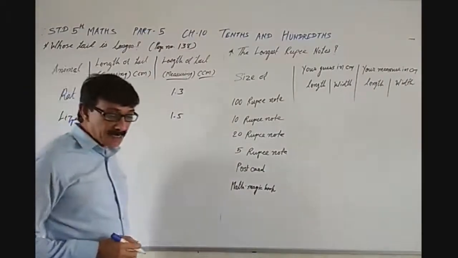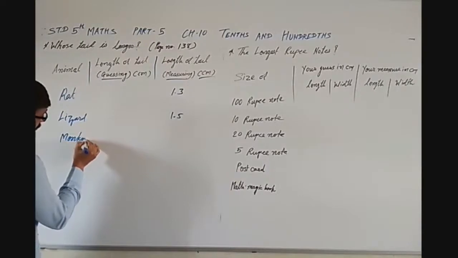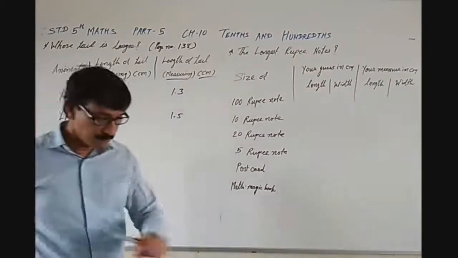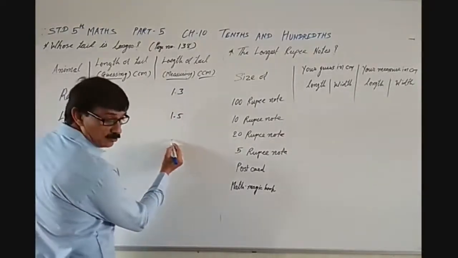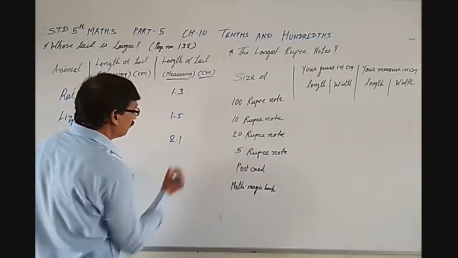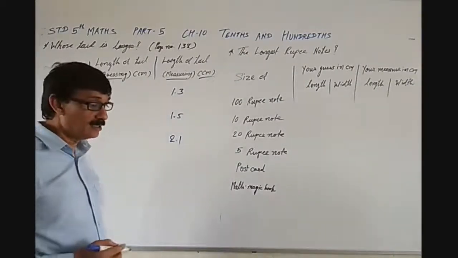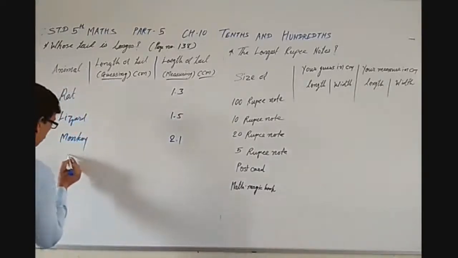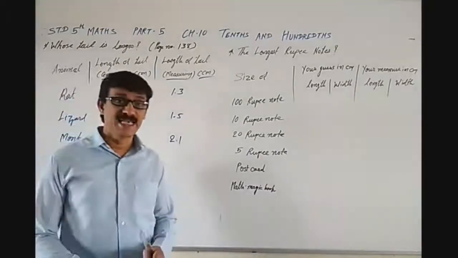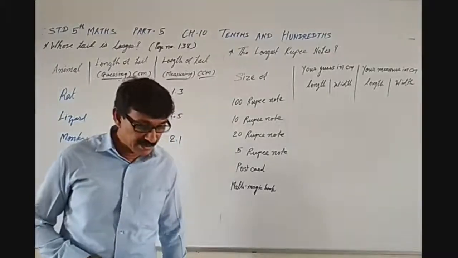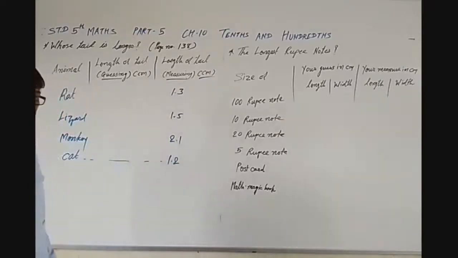Okay, let's go further. Now, can you see monkey over there? Can you see monkey? Monkey is there. Now guess the length of its tail. Let me tell you the real tail. The measure is 2.1. Is that same? Let's go further. Can you see cat? A cat over there? Now guess the length of the tail of the cat. Did you do so? Now let me tell you the length is 1.2 centimeter.